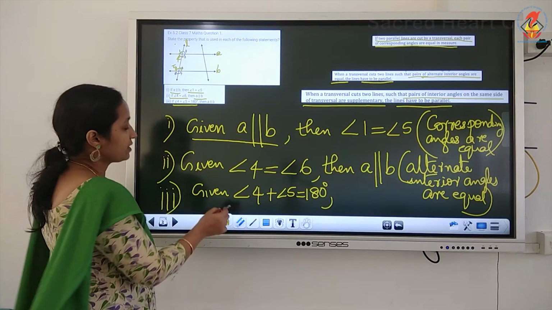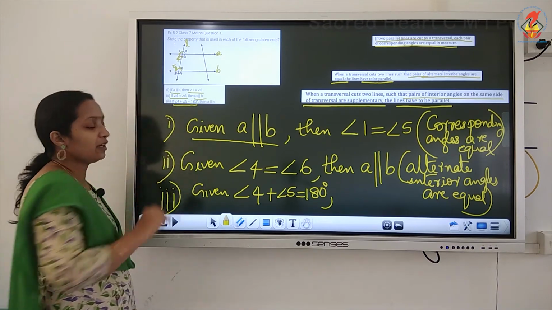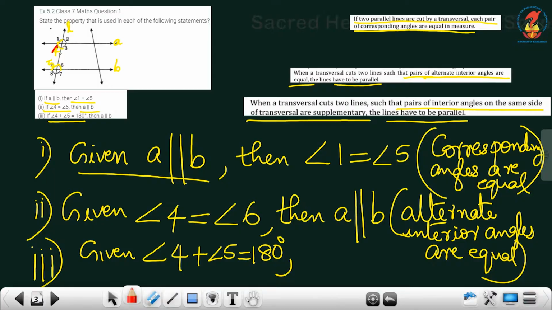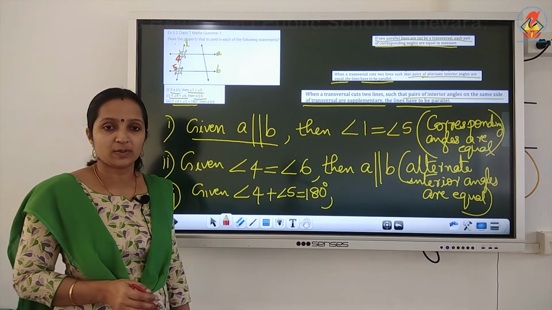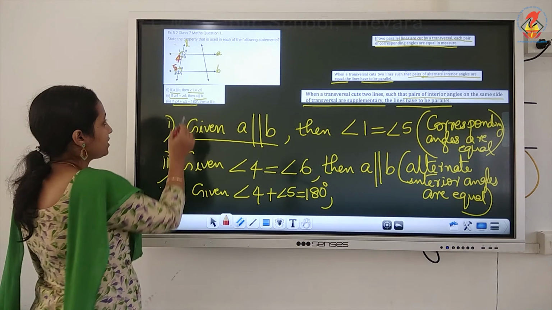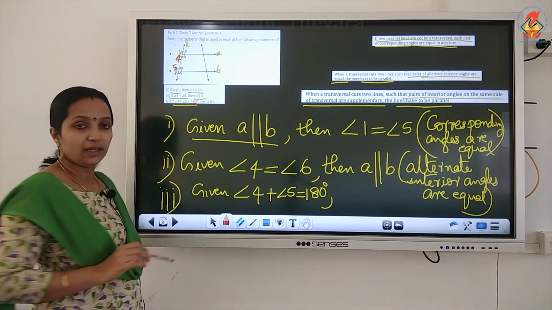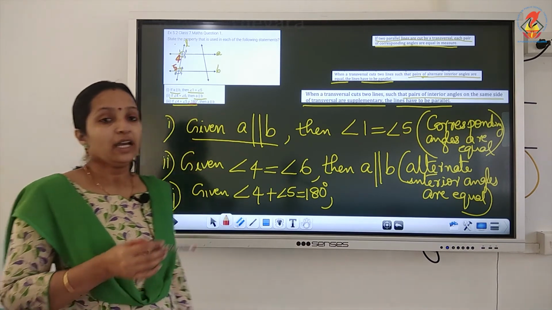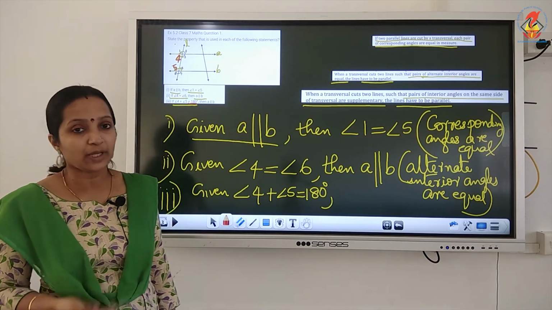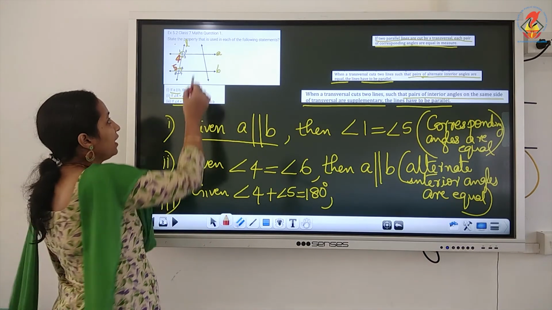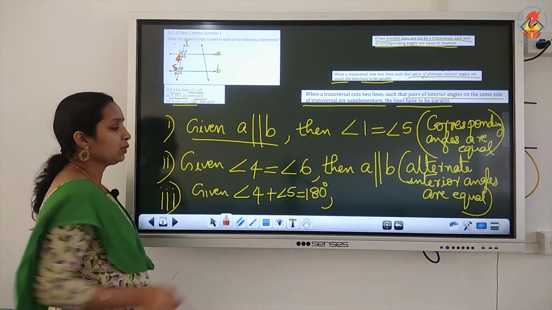Okay, so it is given that angle 4 is this, angle 5 is this, and angle 4 and 5 are on the same side of the transversal, and it is given in the question that the sum is 180 degrees. So, if the interior angles on the same side of a transversal are supplementary, what you can say, children? We can say that line A is parallel to line B.